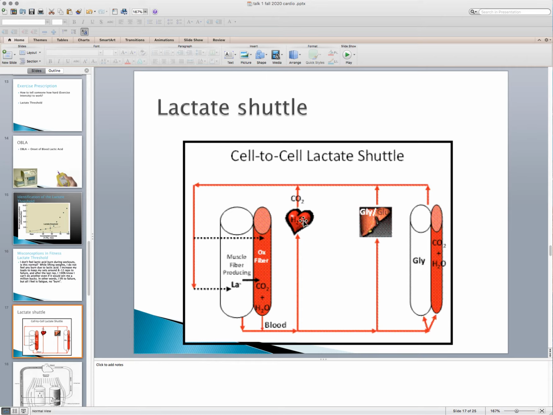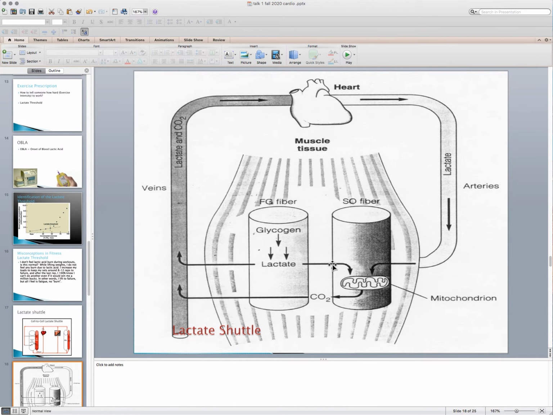It can be taken up by the heart muscle and used for energy. It can be taken up by the liver and be stored as glycogen. Here's another sort of picture describing that.